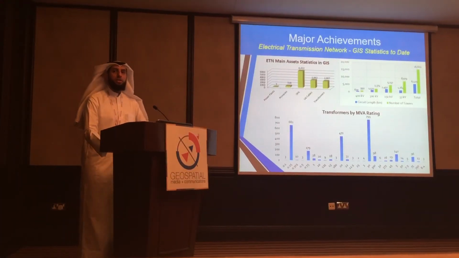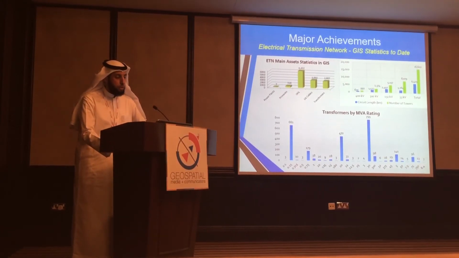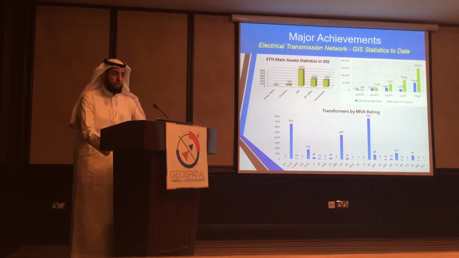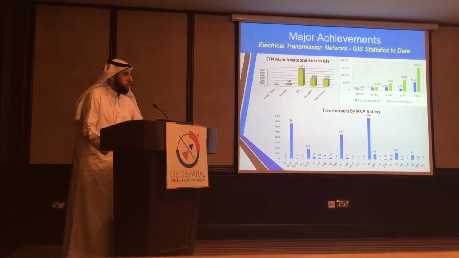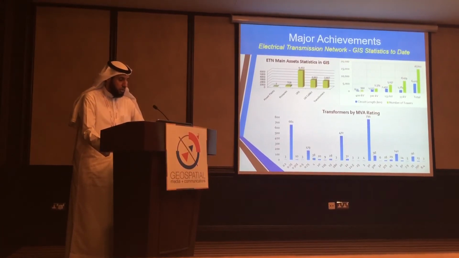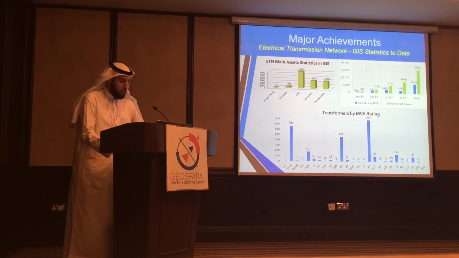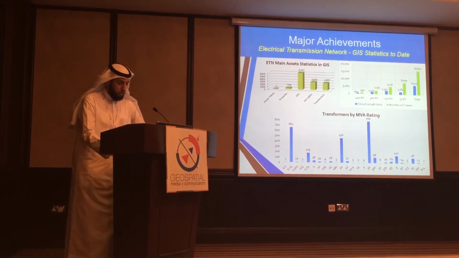GIS is not just a geographical information system that gives the spatial view. Also, different statistical charts can be generated from the GIS. As you can see, we have here 3 different figures. In figure 1, on the transmission network, we can see a statistical chart for the main assets on the transmission network, like the overhead lines, underground cables, transformers, and so on.